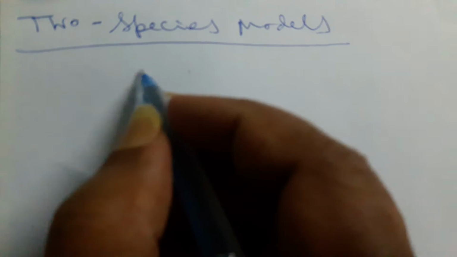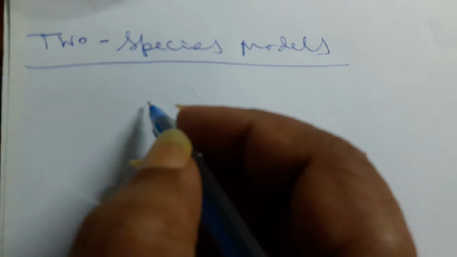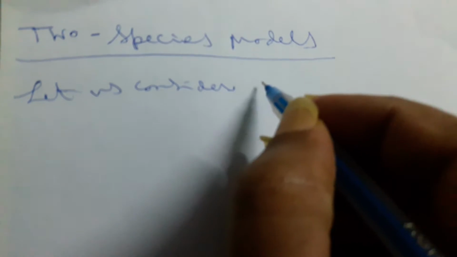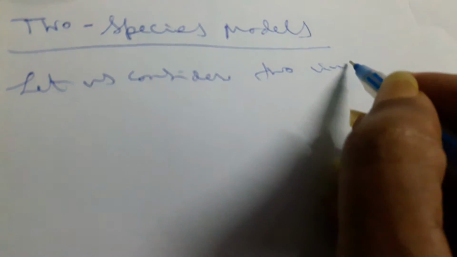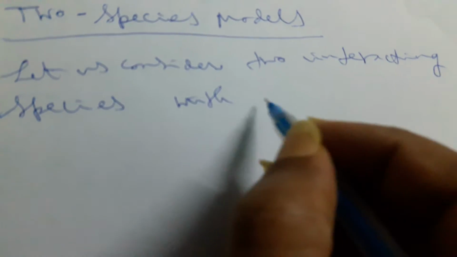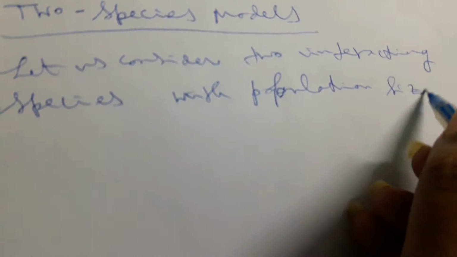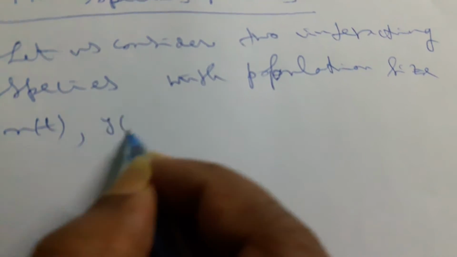Two species models. Basically, in this model we study qualitatively, not quantitatively. At first, for the qualitative study, let us consider two interacting species with population sizes x(t), y(t).